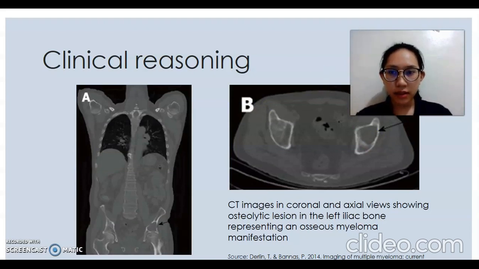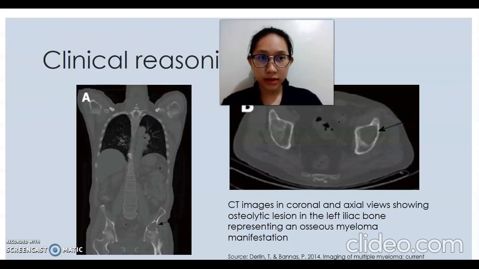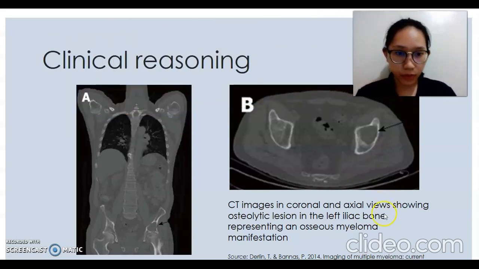So these are the example of CT images in coronal and axial views showing osteolytic lesion in the left iliac bone representing an osseous myeloma manifestation. We can see from this, it is shown by this arrow here and here. This is the coronal view and this is the axial view. And these images are from Dähnert and Banas article.